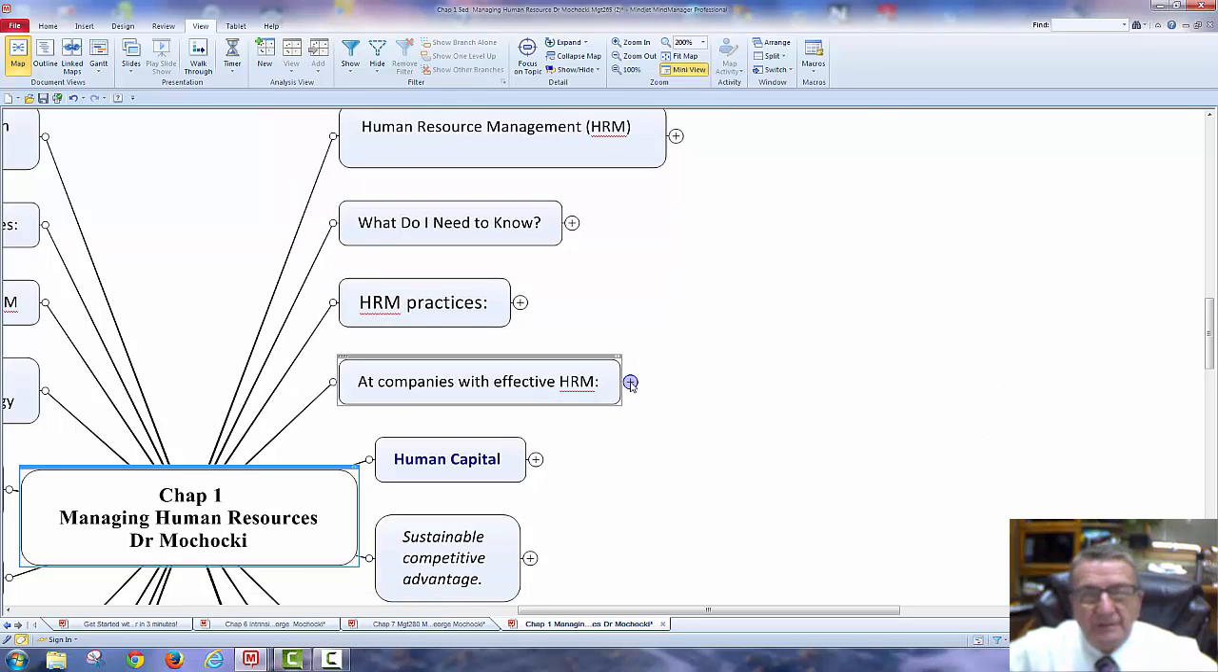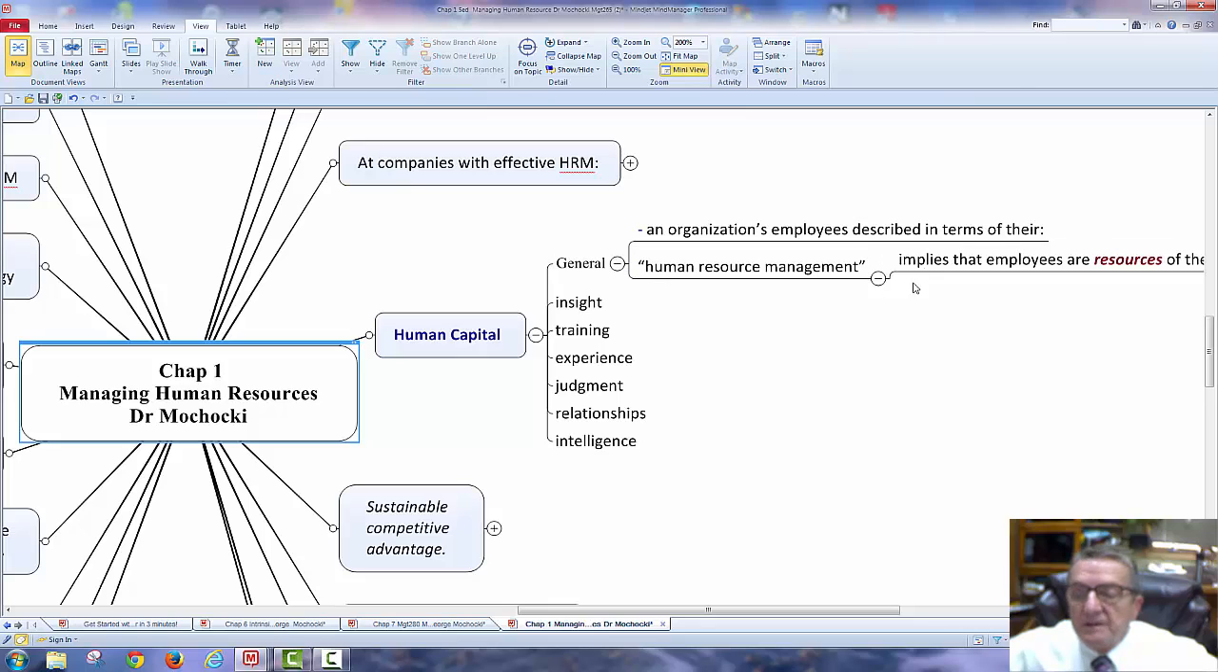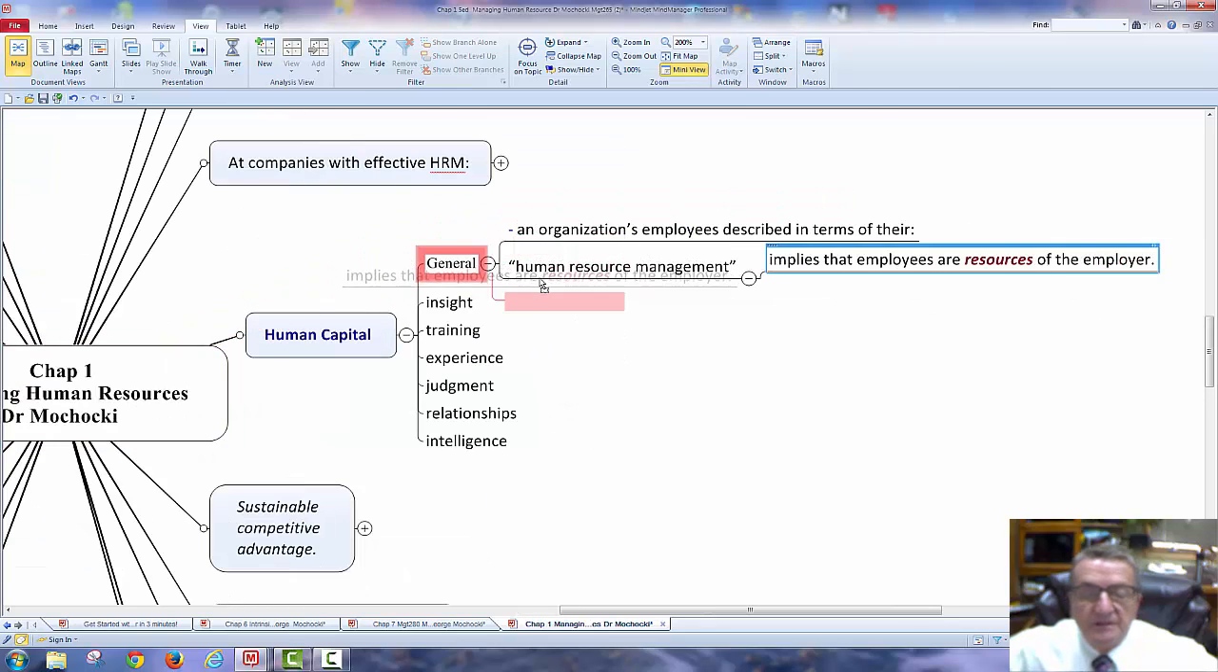This is what you're looking at: productivity. Technology will help us so much, but it's the human element within the organization that gives it the soul, the breath of that company. Okay, so let's go into human capital: insight, training, experience, judgment, relationships, intelligence. This is everything that I'm looking for in an individual.